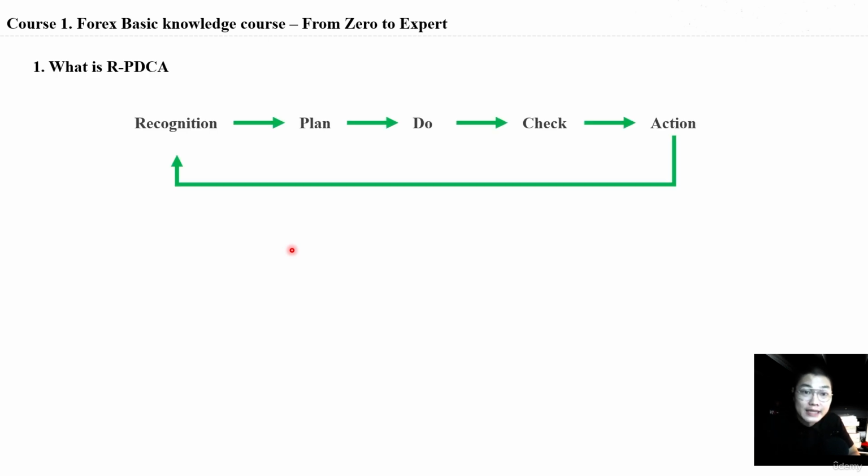The first one, what is RPDCA? From the left side to the right side, here is a circle method to improve your business, trading goals, or even manufacturing as well. From the left side to the right side, we have recognition, then set up the plan for the trading or the backtesting as a plan, and check the results again and improve it, and do it in circles.